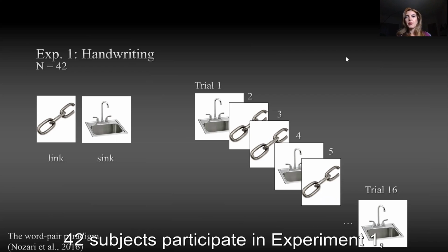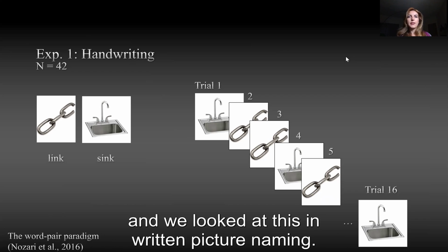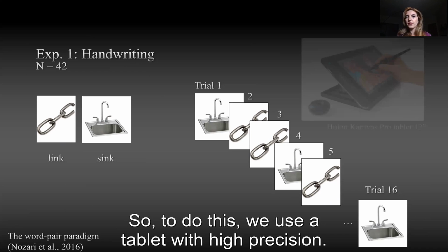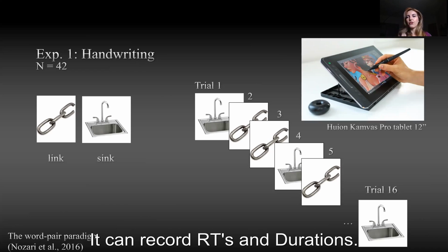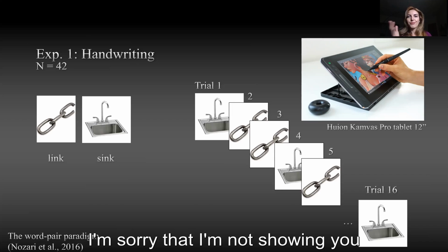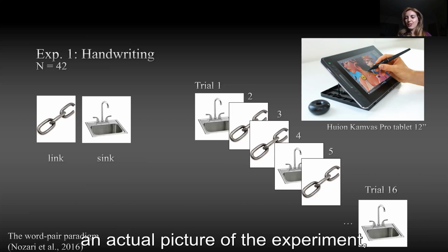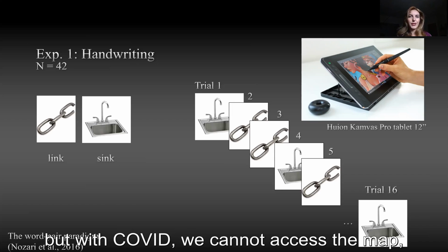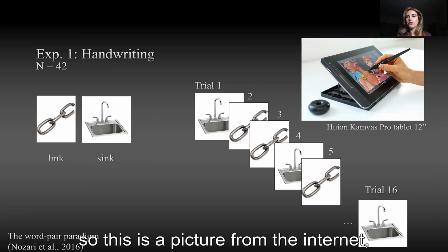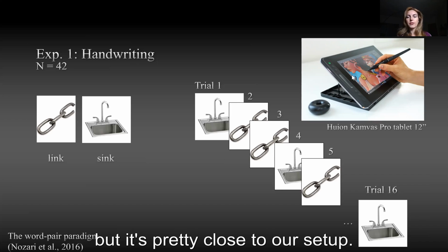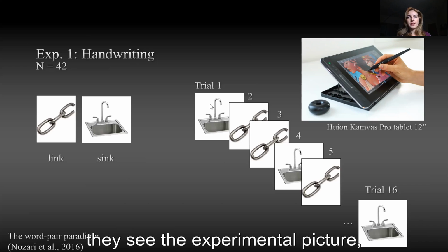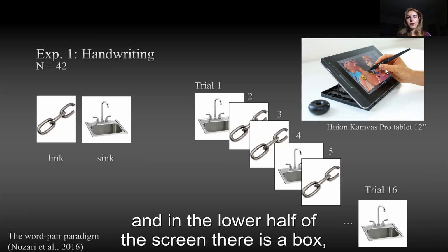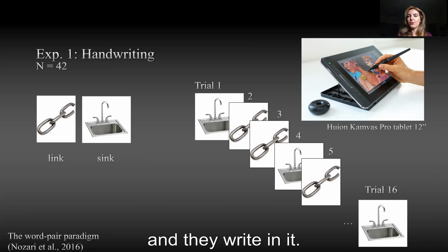42 subjects participated in experiment 1, and we looked at this in written picture naming. So to do this, we use a tablet with high precision. It can record RTs and durations. I'm sorry that I'm not showing you an actual picture of the experiment. I meant to do that, but with COVID, we cannot access the lab. So this is a picture from the internet, but it's pretty close to our setup. In the actual experiment, on the upper half of the screen, they see the experimental picture, and in the lower half of the screen, there is a box, and they write in it.